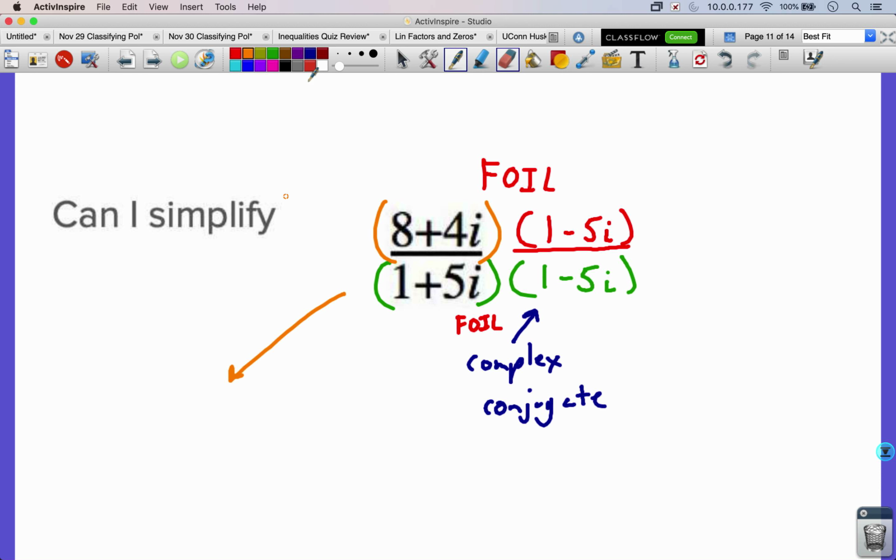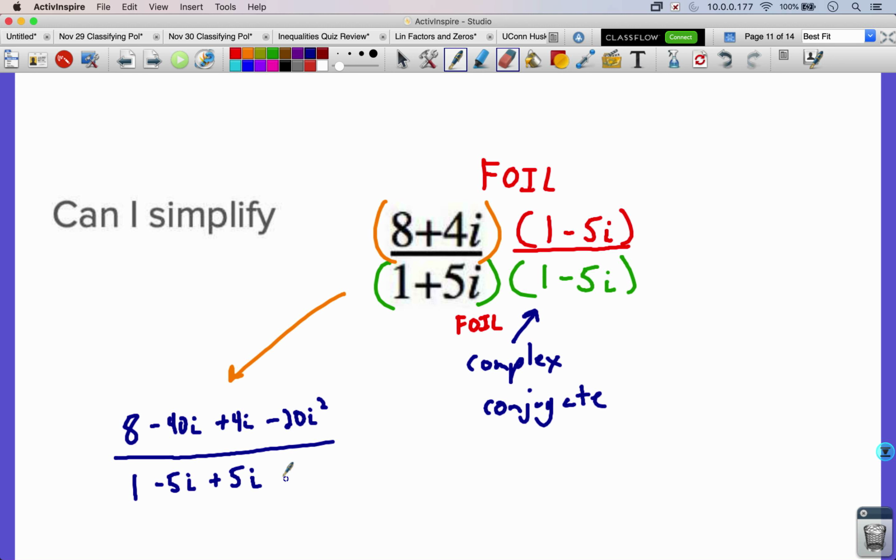All right, what's it going to look like after I FOIL? Let's do the top first. So first we get an 8. Outside we get a minus 40i. Inside we get a plus 4i. And last we get a minus 20i squared. All over first is a 1. Outside is a minus 5i. Inside is a plus 5i. And last is a minus 25i squared.